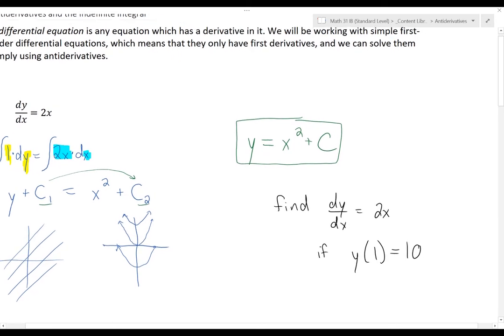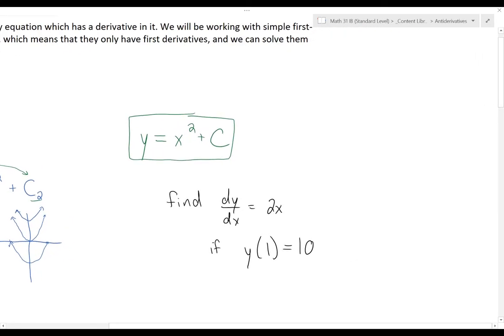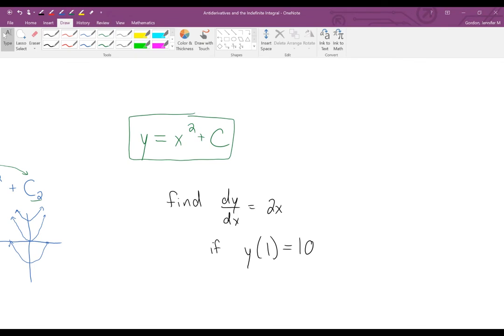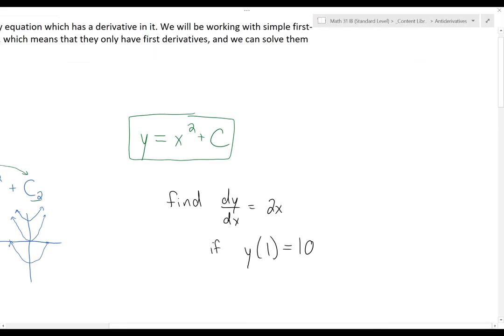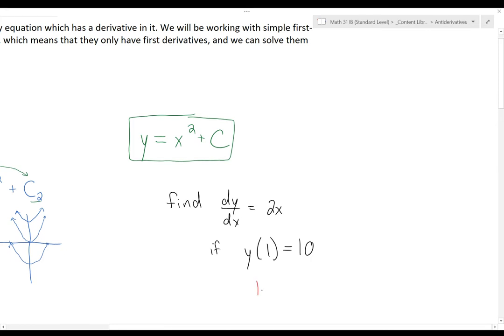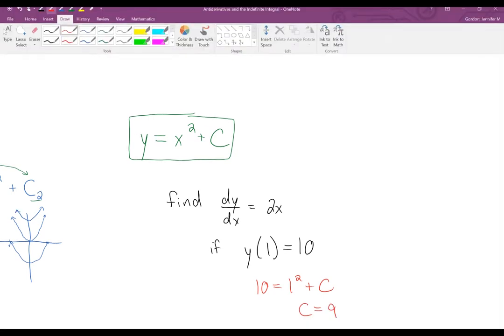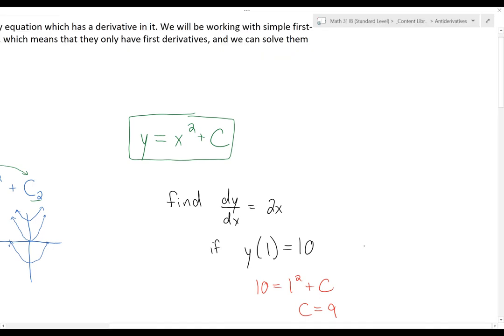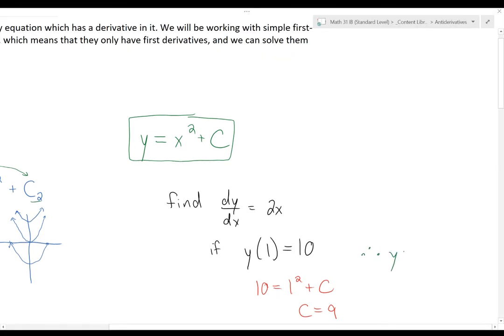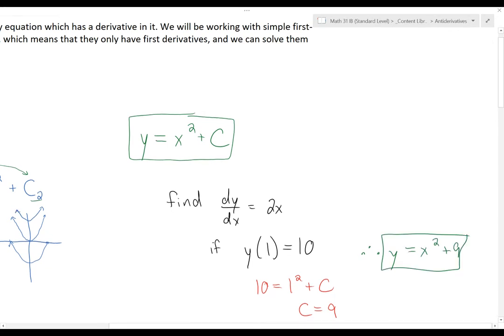Say y equals 10 when x equals 1. If I now know that for that function, when x equals 1, y equals 10, knowing that the antiderivative is y equals x squared plus 2 plus some c, I can say y equals 10 would be 1 squared plus some constant. The constant, therefore, has to be 9. So in this case, the specific antiderivative would be y equals x squared plus 9.